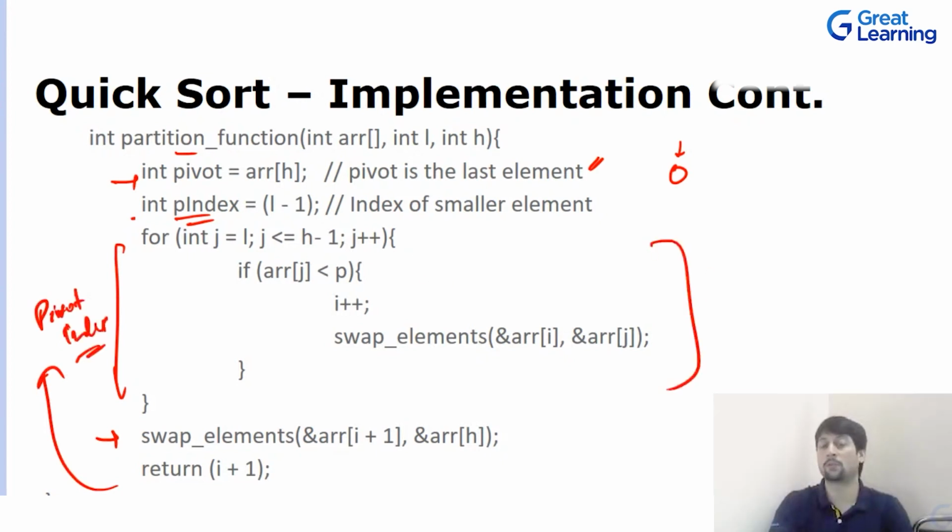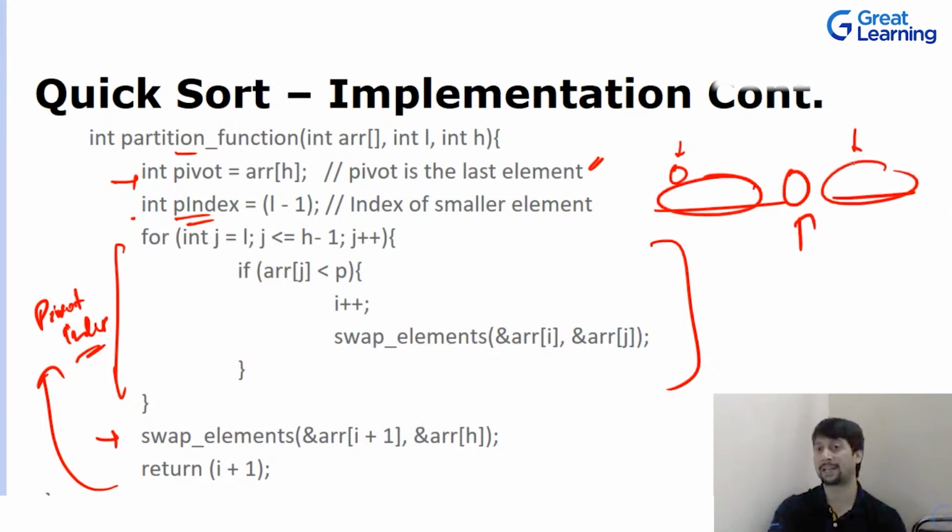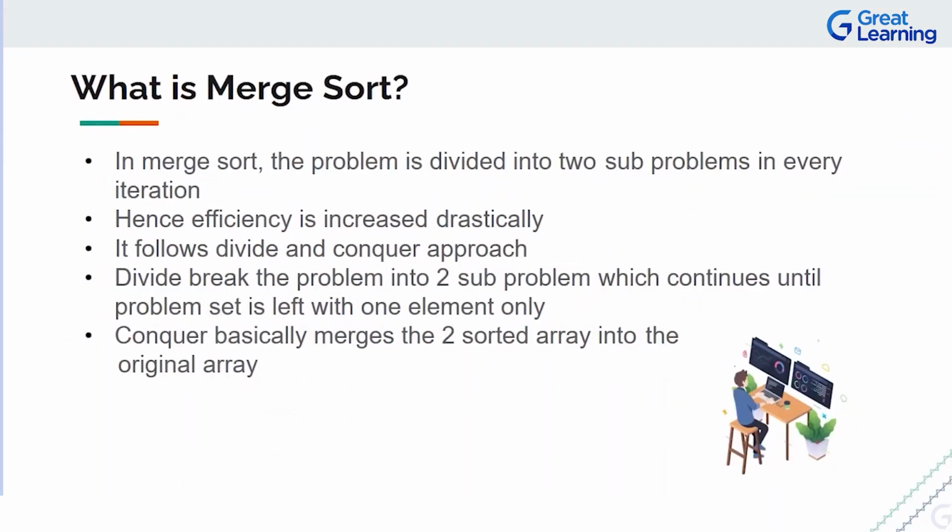So in this loop, you just swap around in such a way that all the elements on the left of the pivot index will be less than it, and all the elements on the right hand side will be greater than it. What is merge sort?